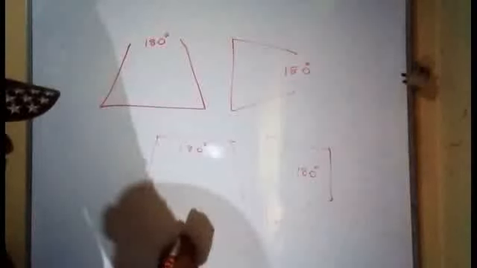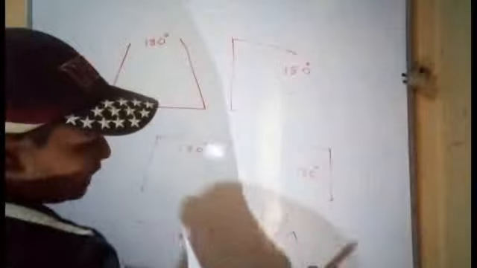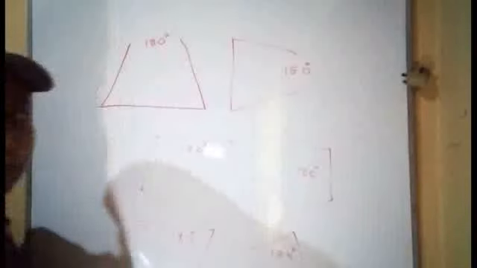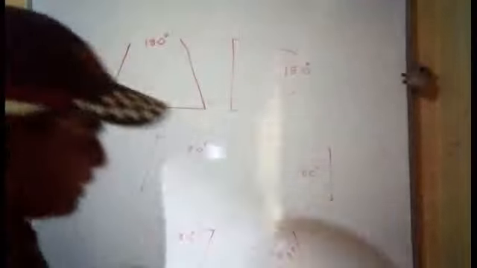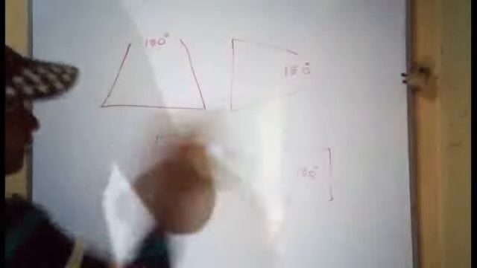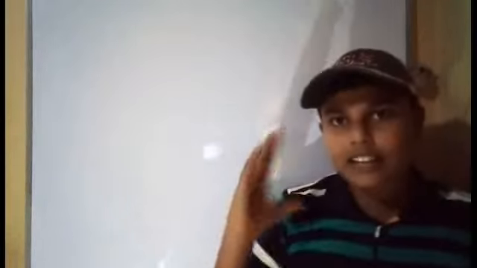This pair is also 180. What's the difference of these? Let's see, calculate. Now, you have to know what these allied angles are.